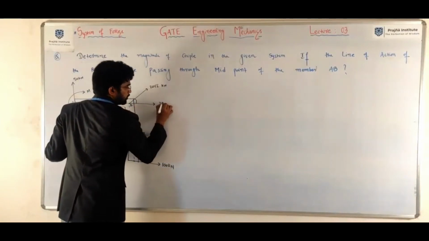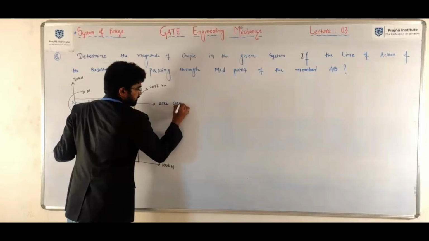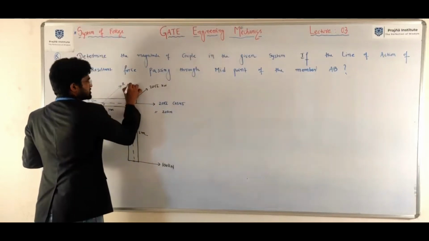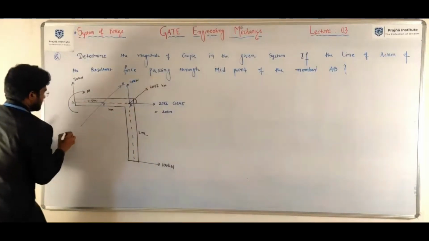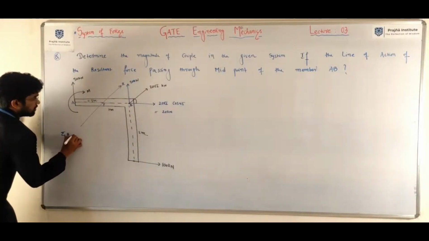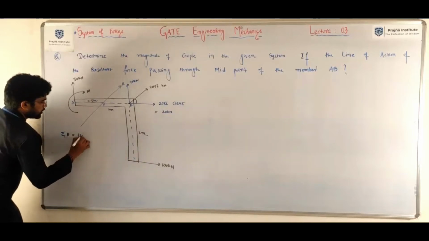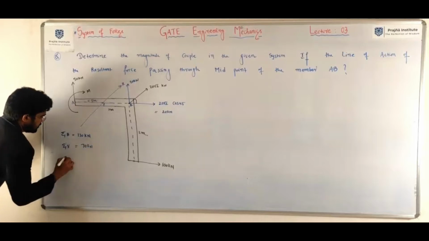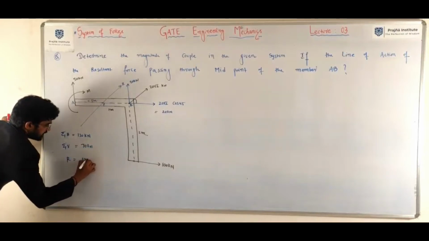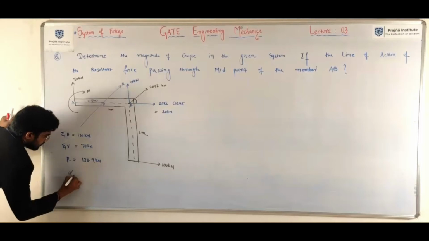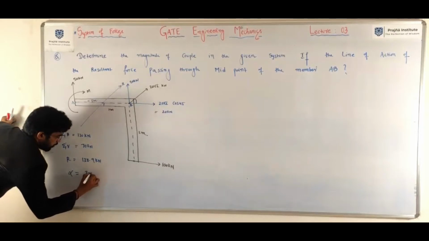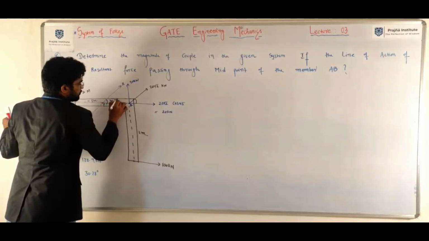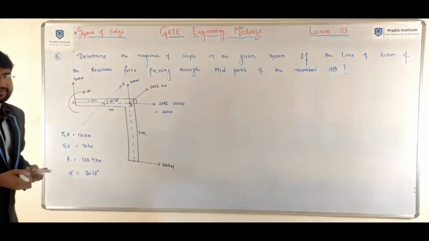Now we need to resolve the force. What will you get? 20 root 2 cos 45, that is 20 kilonewton. This is also 20 kilonewton. Sigma H equal to how much? 100 plus 20, 120 kilonewton. And sigma V is equal to 70 kilonewton. R is equivalent to 138.9 kilonewton. Alpha is equal to 30.28 degrees. Just now we calculated everything.